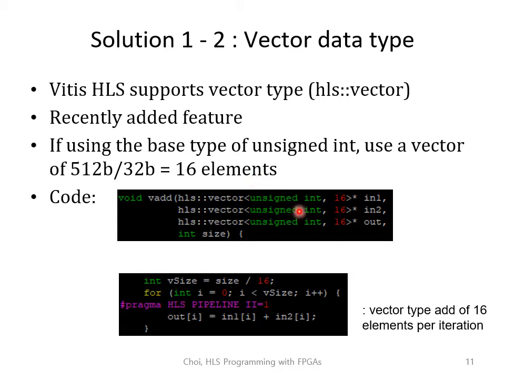You can change the argument to use the vector type. For the addition, you don't have to divide up the vector into individual elements like the ap_uint<512> type. You can simply add two vectors. And Vitis HLS automatically performs addition on 16 elements per iteration. So vector type is quite convenient.